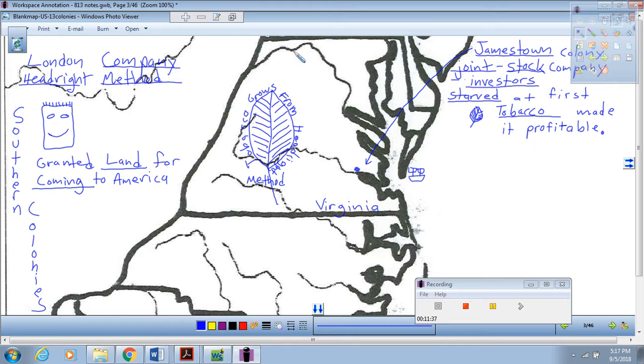So I'm going to use just an example, and I'm going to put student because, let's use Sally. I have no Sallys. Sally came over here with the Headright method. She was able to pay her passage over here and was granted land for coming to America by the London Company. Now, the London Company expects her to grow tobacco and share the profits with them. So they're going to make money in the deal after all.